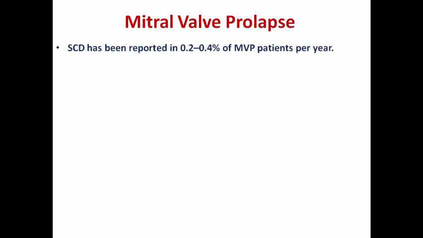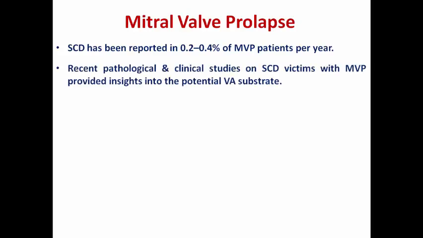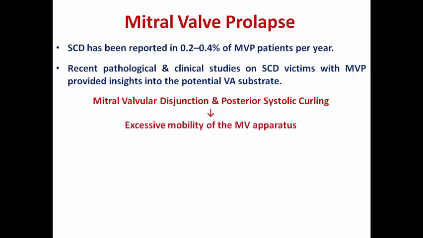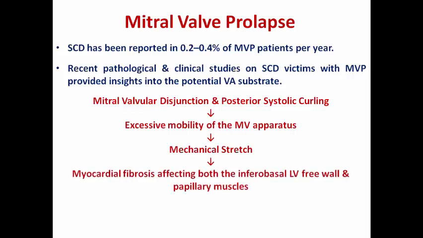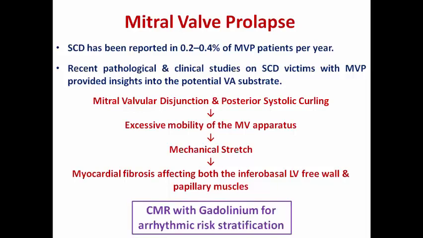There is a common debate regarding the incrimination of mitral valve prolapse in sudden cardiac death. It was reported in about 0.2 to 0.4% of those patients per year, and recent pathological and clinical studies of sudden cardiac death victims with mitral valve prolapse provided some insights into potential substrate for ventricular arrhythmias. For example, mitral valvular disjunction and posterior systolic curling can result in excessive mobility of the mitral valve apparatus, resulting in mechanical stretch and fibrosis affecting the infrabasal LV free wall and the papillary muscles. This can result in ventricular arrhythmias.